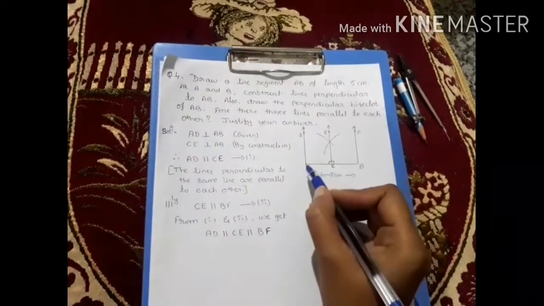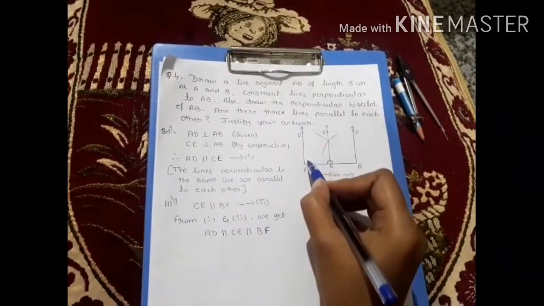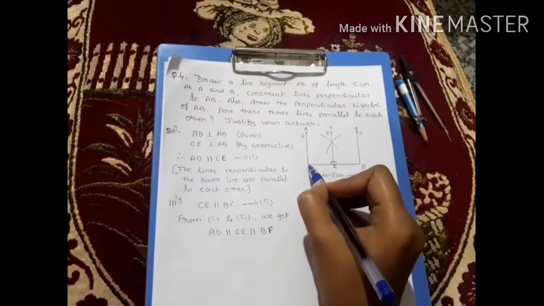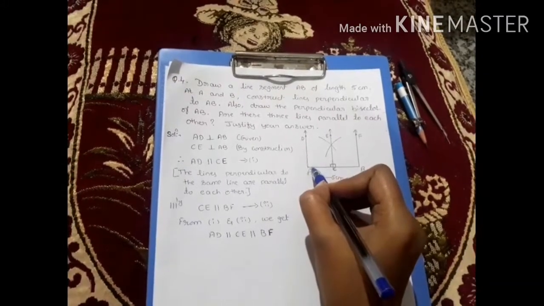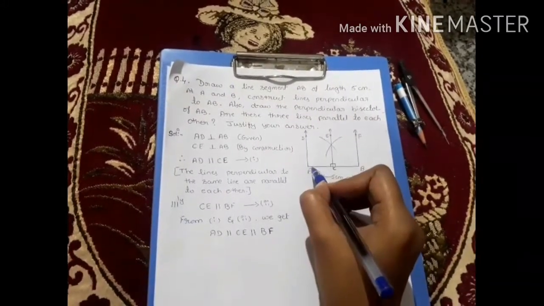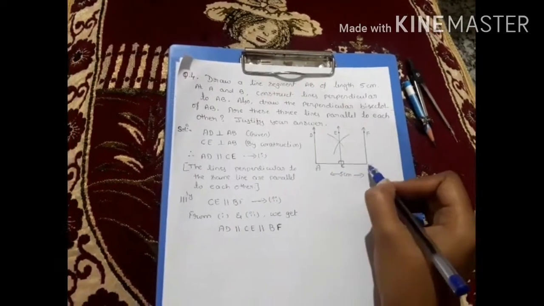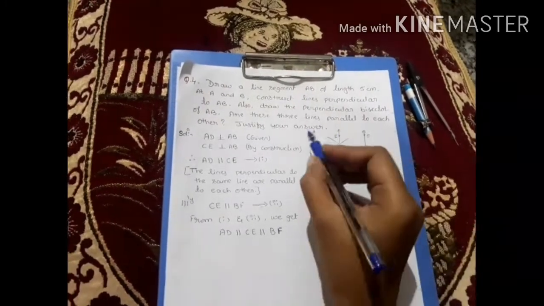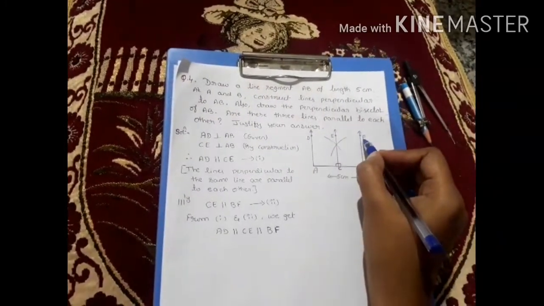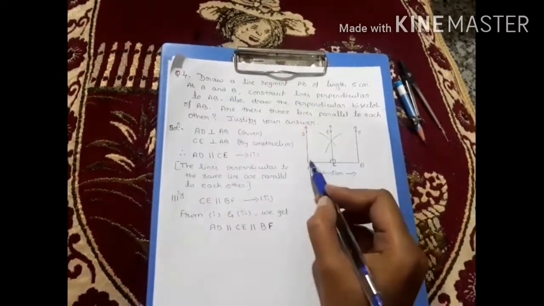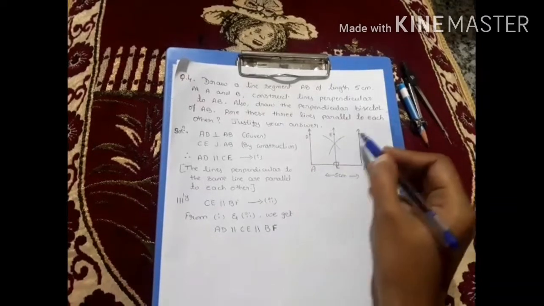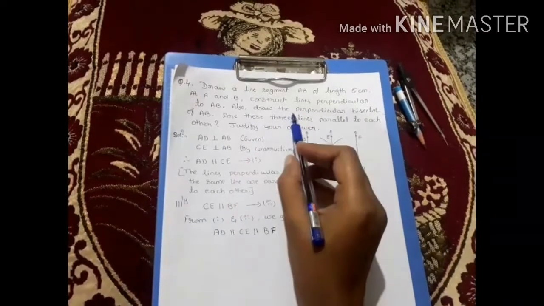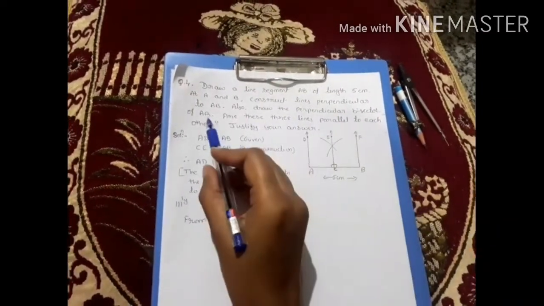At A, construct a line perpendicular to AB. So you have to draw a perpendicular line at point A, nothing but 90 degrees. You have to construct a line which makes 90 degrees on line AB. Similarly, at point B, you have to construct one more perpendicular line, and give names D and F to AB. For the given line AB, construct two perpendicular lines at points A and B. Also draw the perpendicular bisector of AB.